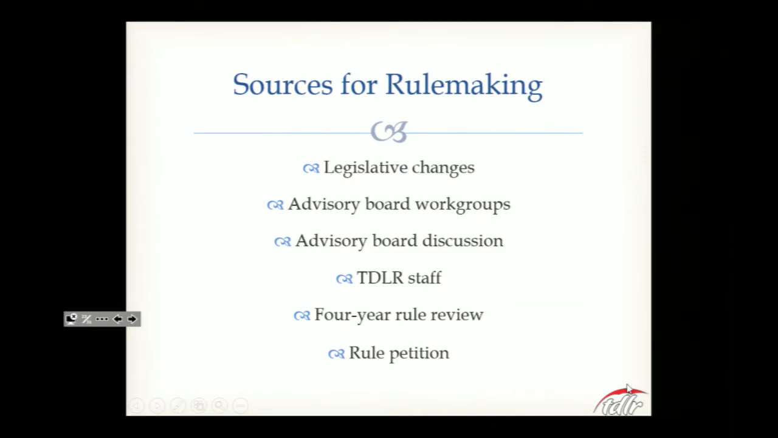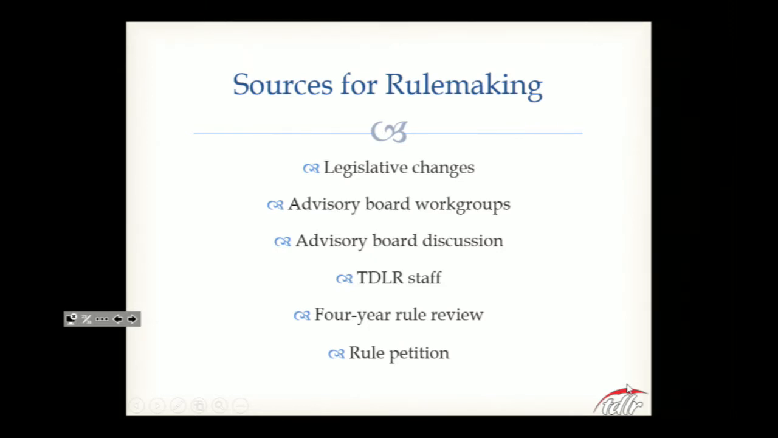And you'll see, probably during your service on the board, several different types of rulemaking occurring. Some are driven by legislative changes. For example, last session, when the new certified technician registration certification came into place, we engaged in rulemaking to implement that. You may see proposed rules from advisory board work groups or just advisory board discussions. Sometimes staff will initiate those efforts. Every 4 years, you'll be asked to review the ACR rules and make recommended modifications to those rules.